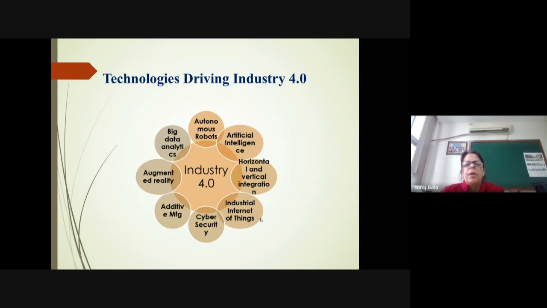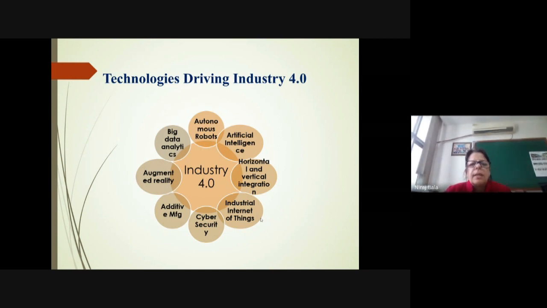Participants, you must be aware of these technologies. We will be discussing these technologies, and the skills required for them, in the next session. Some of these technologies are autonomous robots, artificial intelligence, horizontal and vertical integration. That is, the industries should be horizontally as well as vertically integrated. Then Industrial Internet of Things, cyber security, a very important technology, and additive manufacturing, which is also known as 3D.